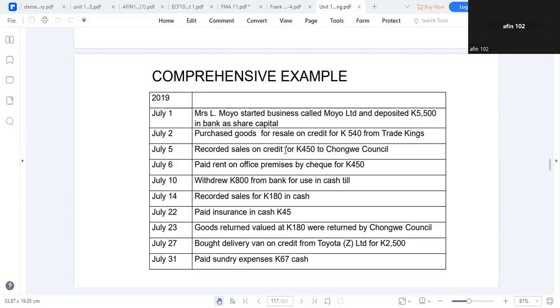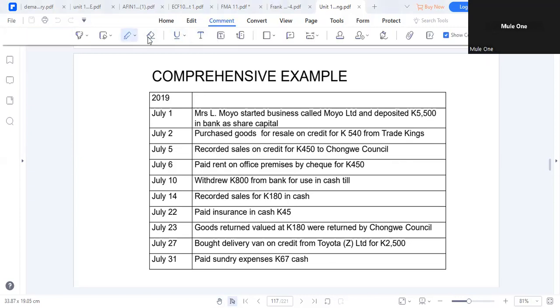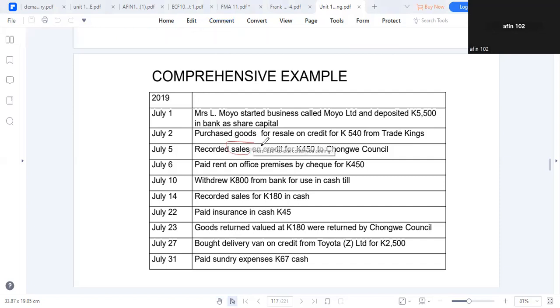Then number 5, what 2 transactions are we able to see? Recorded sales on credit for 450 to Chongwe Council. The sales and Chongwe Council. Chongwe, correct. Sales, and who's Chongwe? Our debtor. So all debtors have a debit balance. Creditors have a credit balance.